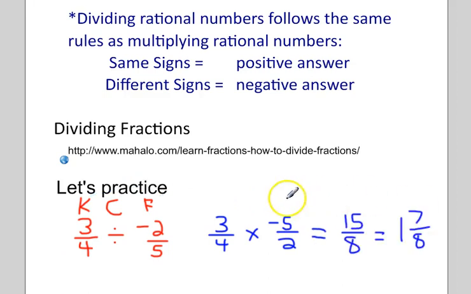Now let's multiply across. 3 times negative 5, if we remember our rules, a positive times a negative is a negative, negative 15, and 4 times 2 is 8. We can also change that to a mixed fraction. 8 goes into 15 one whole time with 7 left over, and we keep the same denominator. So negative 15/8 or negative 1 7/8.